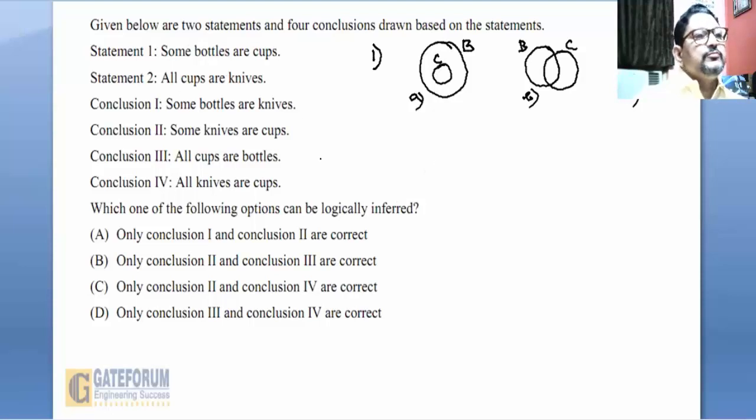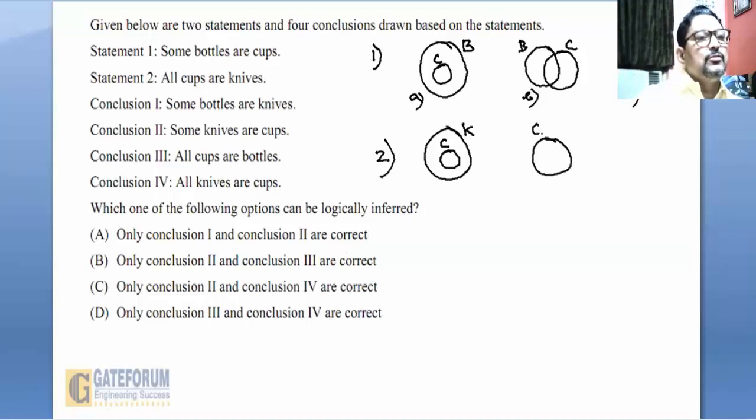Let us go to statement 2. Statement 2: all cups are knives. So all cups are knives would be somewhat like this, where K stands for knives and C for cups. And then all cups are knives could also be this. These are the only two possibilities by which you can express statement number 2 via a Venn diagram.